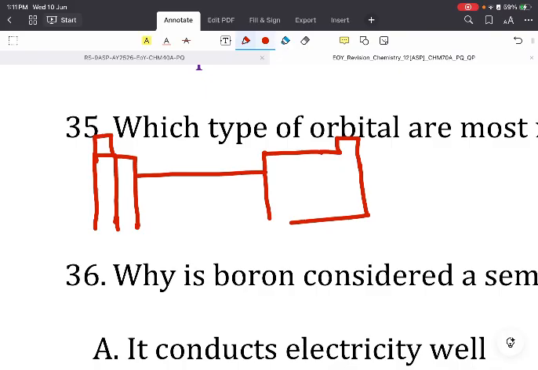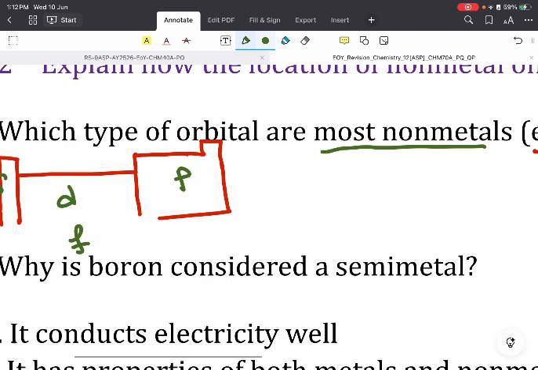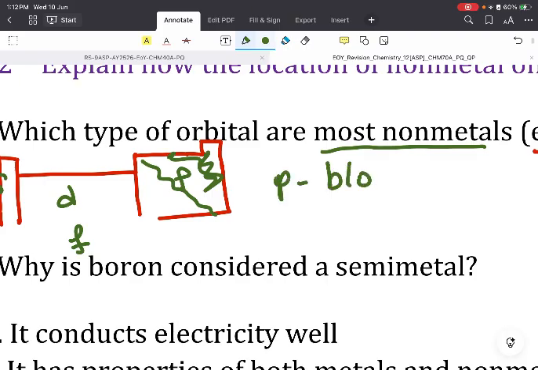So if we name the blocks of these elements, here lies the S block, D block, P block, and below here you have the F block. Now, if I want to answer this question, I need to know where non-metals are located. And the non-metals are located basically all over the side. And these are the elements of the P block. So that means their electrons are filling the P orbitals.